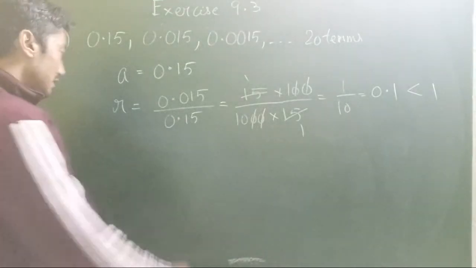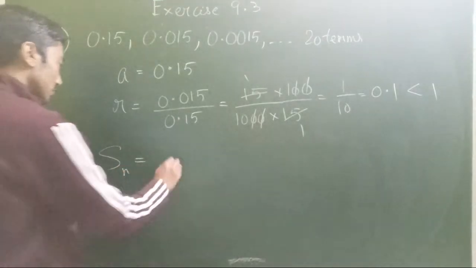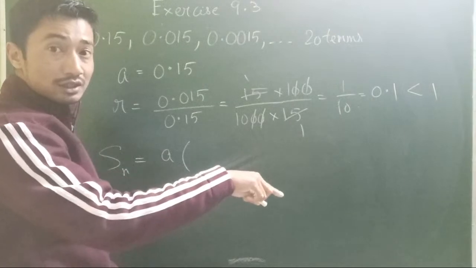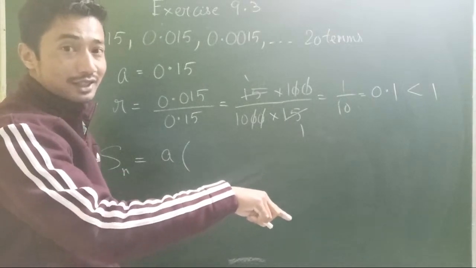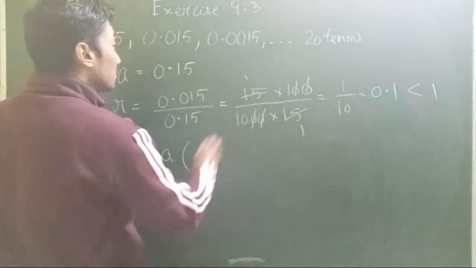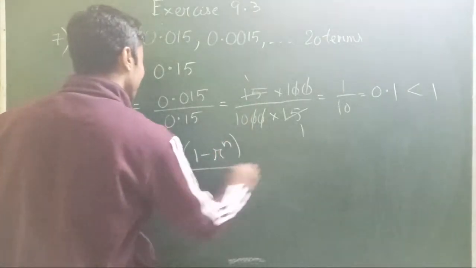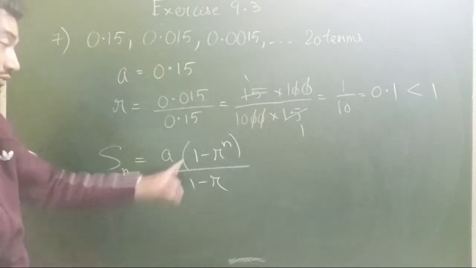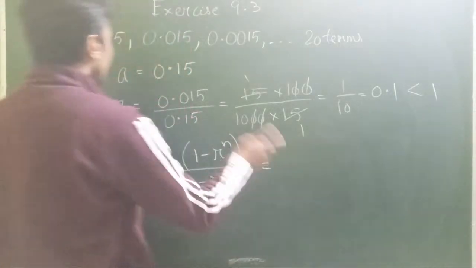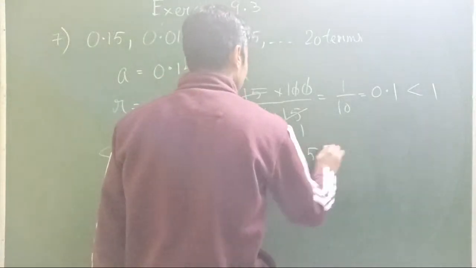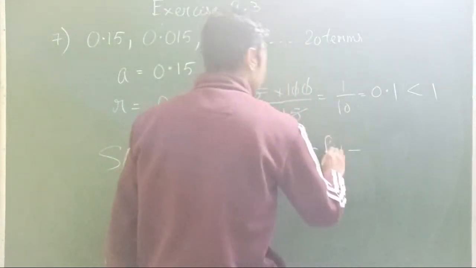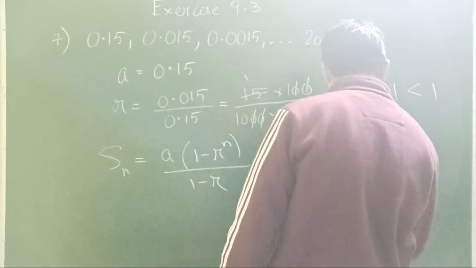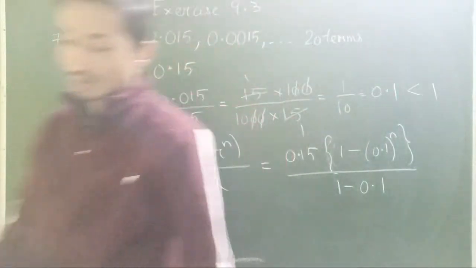So as we know, if r is less than 1, what formula shall we apply? Sn is equal to a into 1 minus r power n divided by 1 minus r. If I'm not mistaken, we use this when r is less than 1. So let's do that. What is the value of a? 0.15. So 0.15 into bracket 1 minus 0.1 whole power n, divided by 1 minus 0.1.